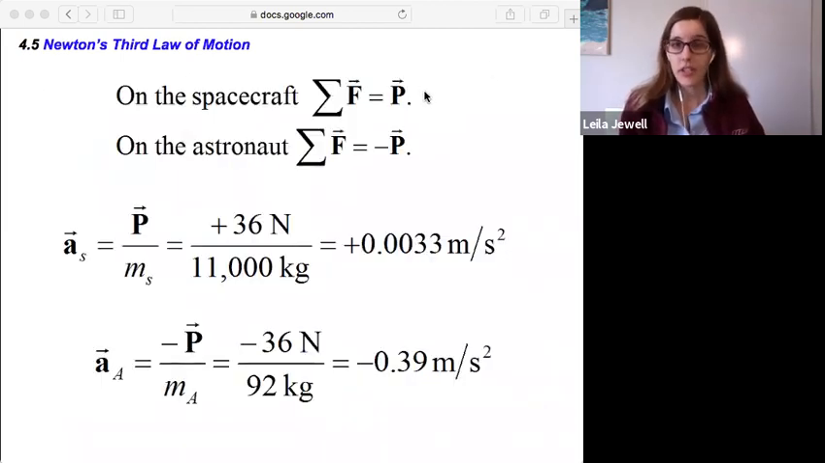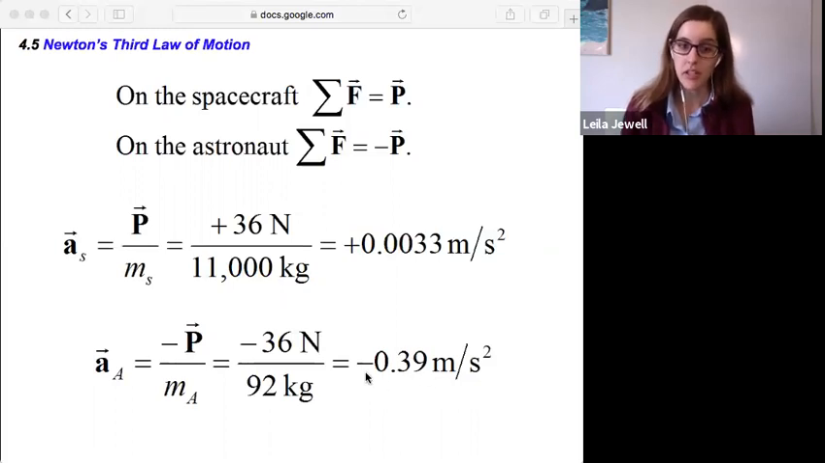On the spacecraft, the sum of the forces is just the pushing force P of the astronaut. The astronaut feels the reaction force of the spacecraft, this negative P force. So the acceleration of the spacecraft is P divided by the mass: 36 newtons in the positive direction divided by 11,000 kilograms comes out to 0.0033 meters per second squared. Versus the astronaut feels a net force equal to minus P divided by the mass of the astronaut, so negative 36 newtons divided by 92 kilograms comes out to negative 0.39 meters per second squared.